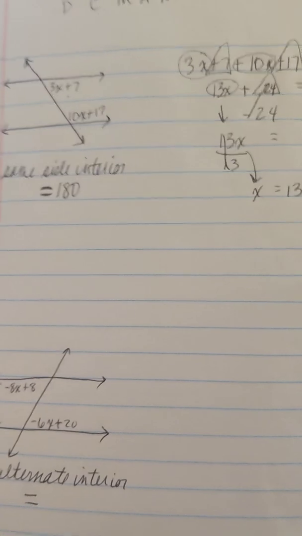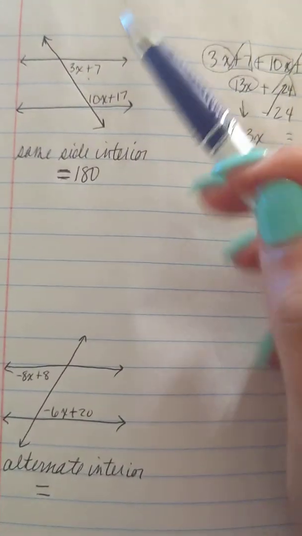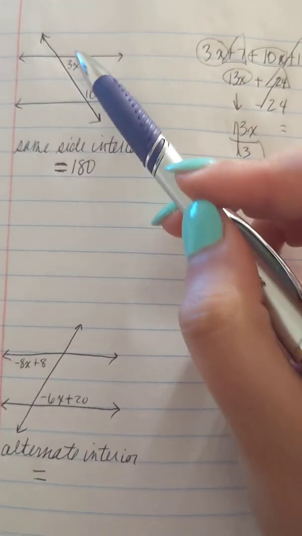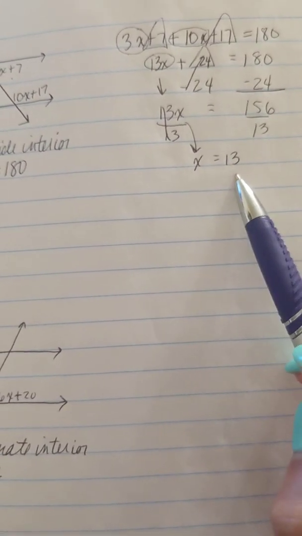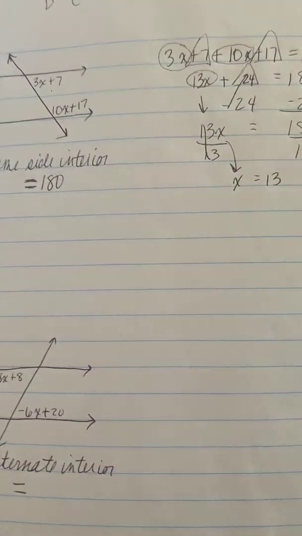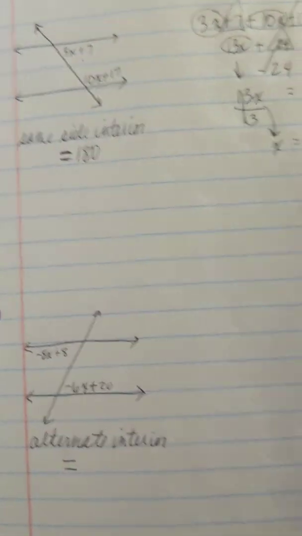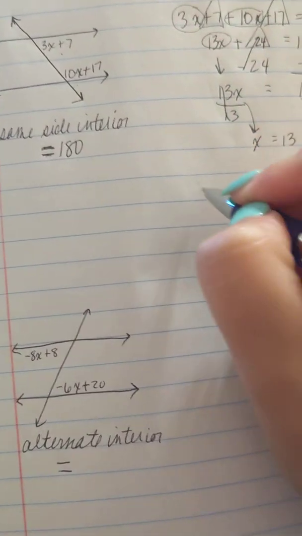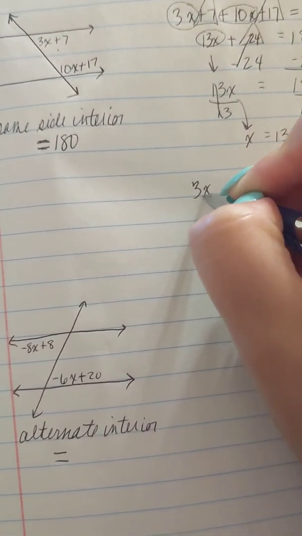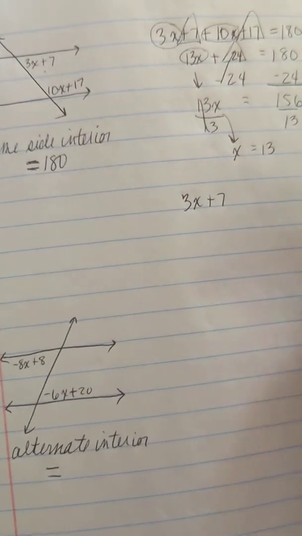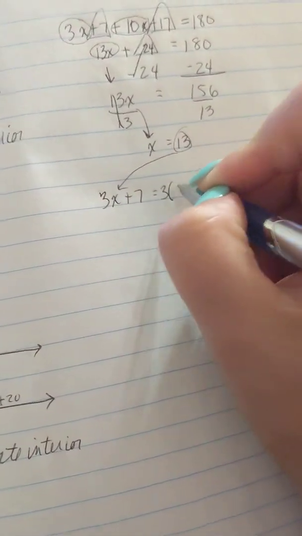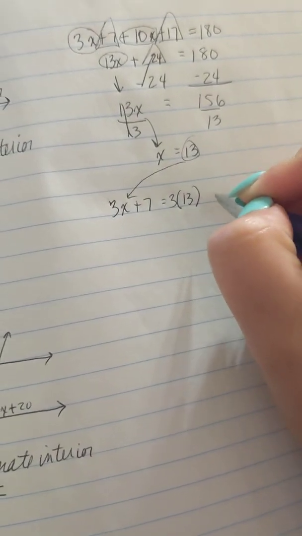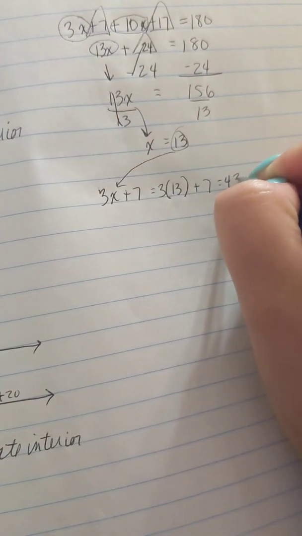So I did all that work to say what x equals, but I still don't know what the measure of these angles are. So now that I've got x, I'm going to plug that in. The 13, I'm going to plug it into x in my original problem. So my first one that I had was 3x plus 7. And again, I'm going to take this right here, substitute it in for there. So I'm going to have 3 times 13 plus 7 equals 43.